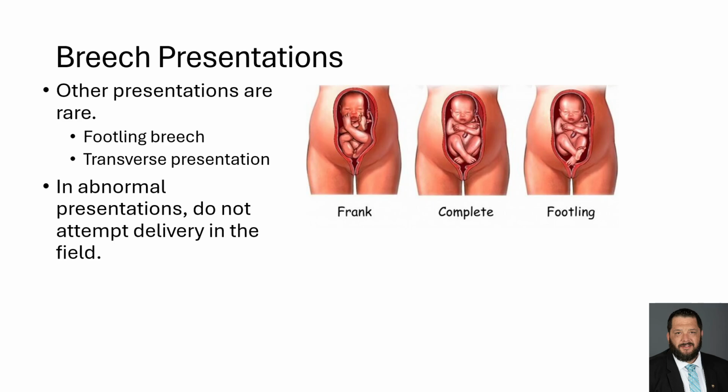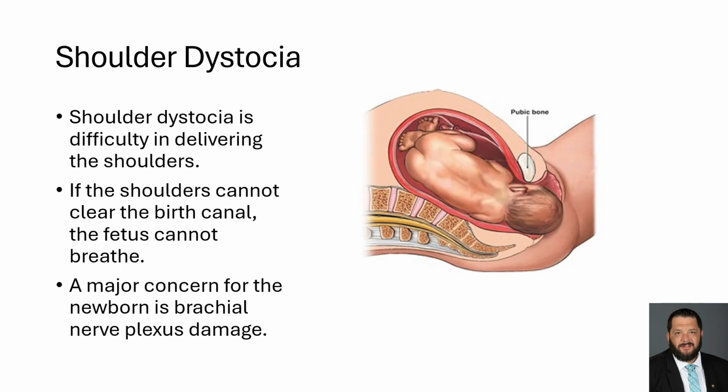Other presentations are rare, like footling breech or transverse presentations, but it's not abnormal to experience them. Do not attempt delivery in the field if you're getting things like footling breech or a hand breech or an arm breech, as the physiologic structure of the birth canal isn't really built to accommodate delivery in that manner. So if you have a footling breech or a shoulder breech or arm breech, then you may want to consider rapid transport and consultation with the receiving facility on best practices for how to proceed.